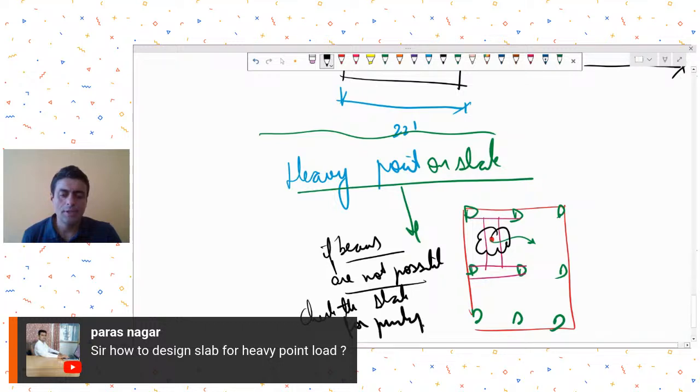Punching checks can be done as per the normal approach. Your heavy point load will not be a point load per se, but it will have some base plate or some bearing width or support width. If you have those support dimensions, from that you could do the punching calculations. Okay.